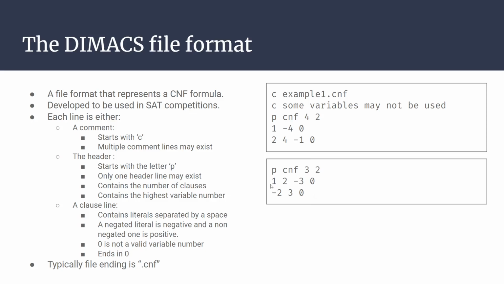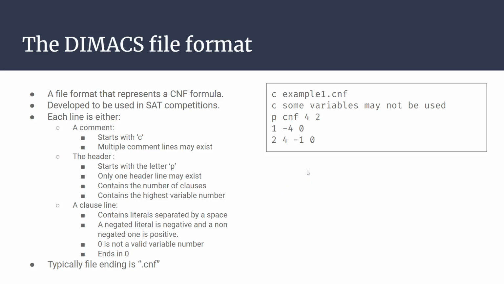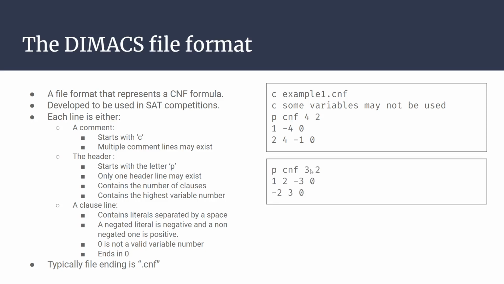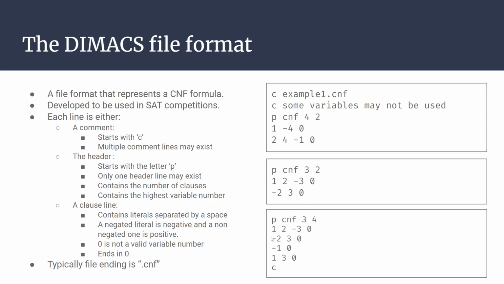It was designed this way so if a C program is reading it, it would know how much to allocate just by reading the header. So it would know how much to allocate for clauses, and if you have some sort of histogram for variables, you'd know how big the histogram would need to be just by reading the header. And then you would read the clauses one by one. And here we have another CNF, and it ends with a C. It's just an empty comment.